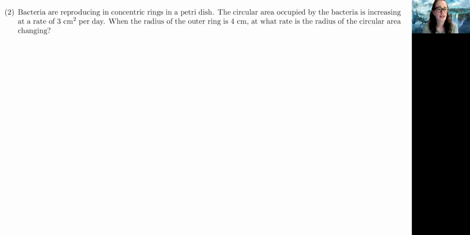In this video, we will look at a related rates question that involves a circular area. So in this question, we've got bacteria producing in concentric rings on a petri dish. The circular area occupied by the bacteria is increasing at a rate of 3 square centimeters per day. When the radius of the outer ring is 4 centimeters, we want to know at what rate is the radius of the circular area changing.